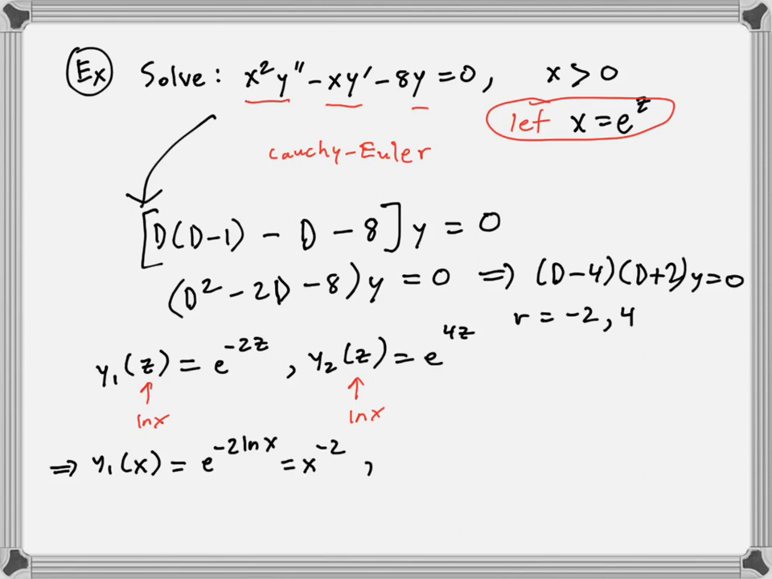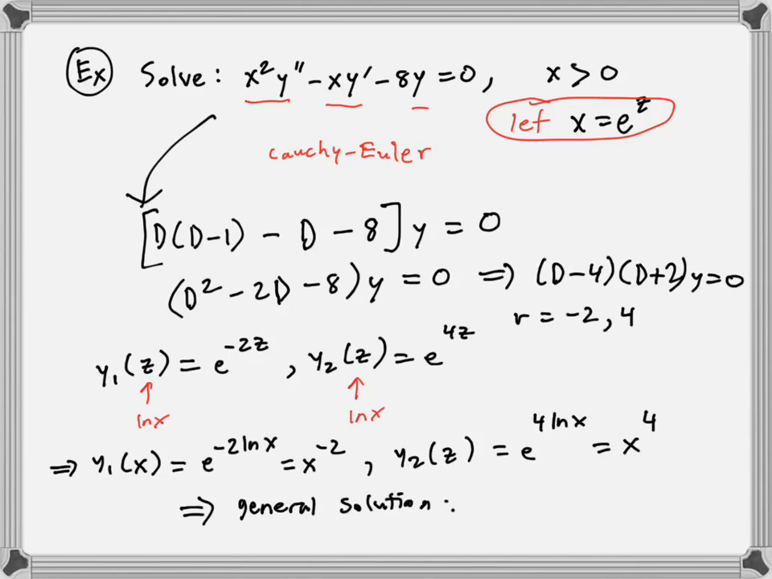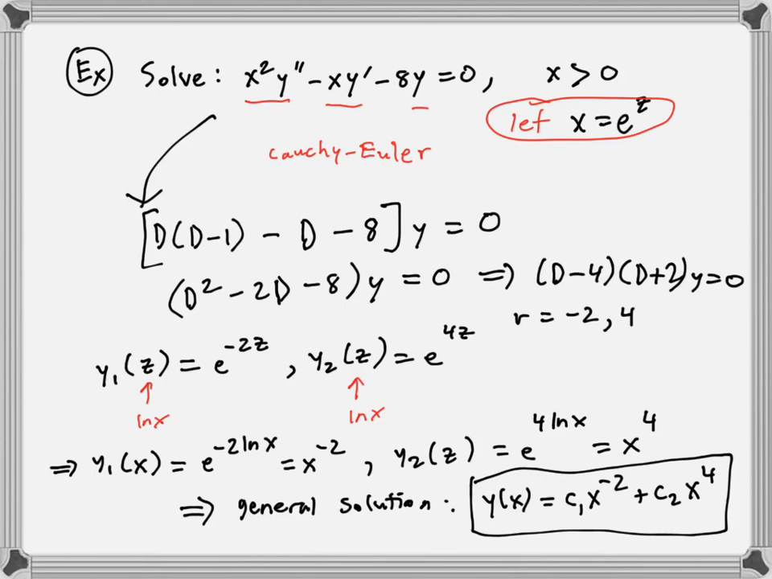And the other one, y2, is equal to e to the 4 ln x, which is x to the 4th power. And so we're ready to write down our general solution. So the general solution is y of x is equal to c1 x to the negative 2 plus c2 x to the 4th. Okay, and that would be the general solution to the differential equation.